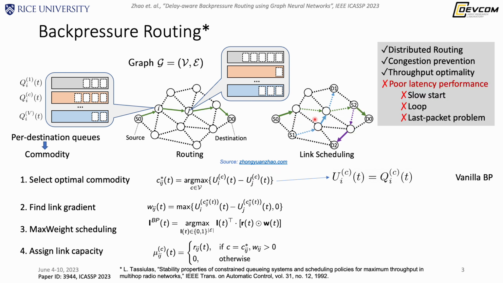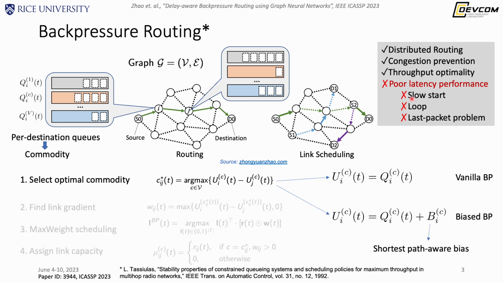So this type of routing has the advantages of a fully distributed execution, it can prevent congestion automatically, and it is also throughput optimal. It also has some drawbacks, such as slow start. It will form some loops. There's a last packet problem we will introduce later. To address these problems, we have proposed the biased backpressure, where on top of the queue length, we add a shortest path aware bias for every commodity.